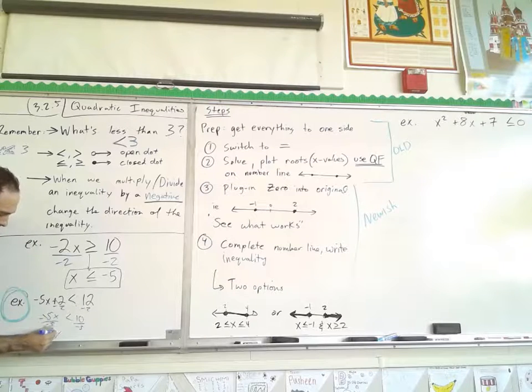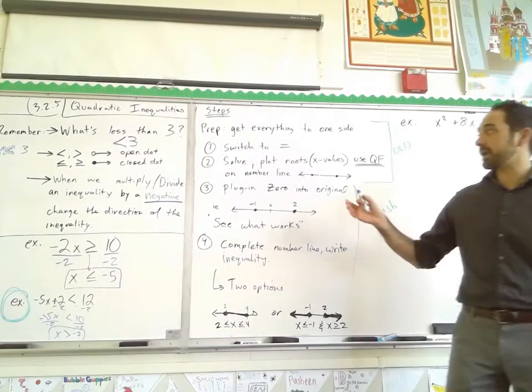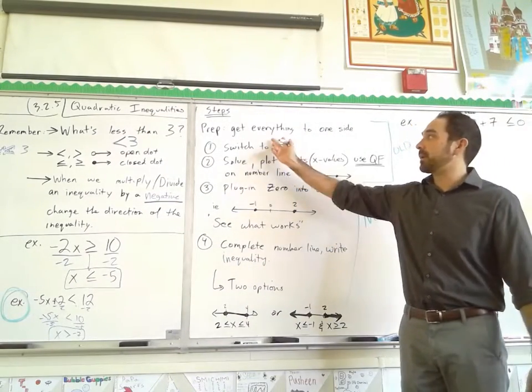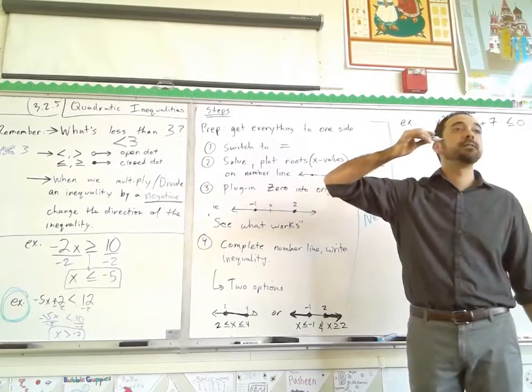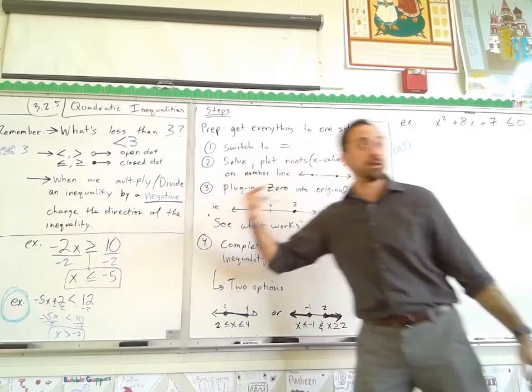Wow. When we divide by a negative, what happens? What do we have to do? The sign switches. That's incredible. Is that it? That would be the answer. When we get to quadratics, the prep is going to be to get everything to one side, which may entail us having to divide by a negative. That's why I want to show you that first, okay?